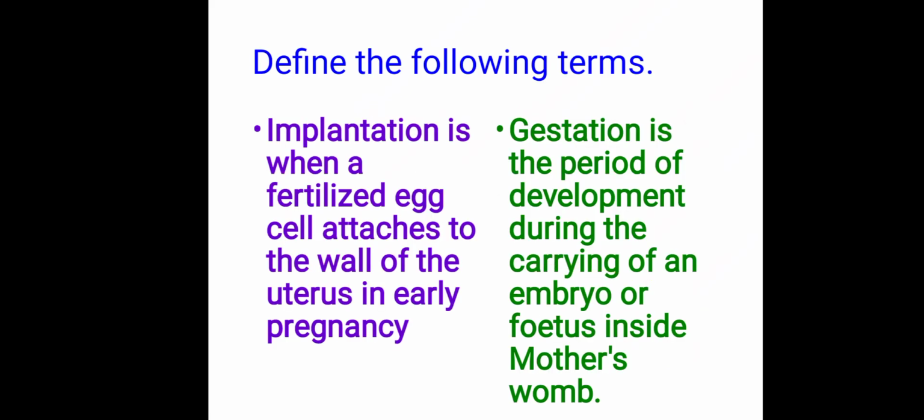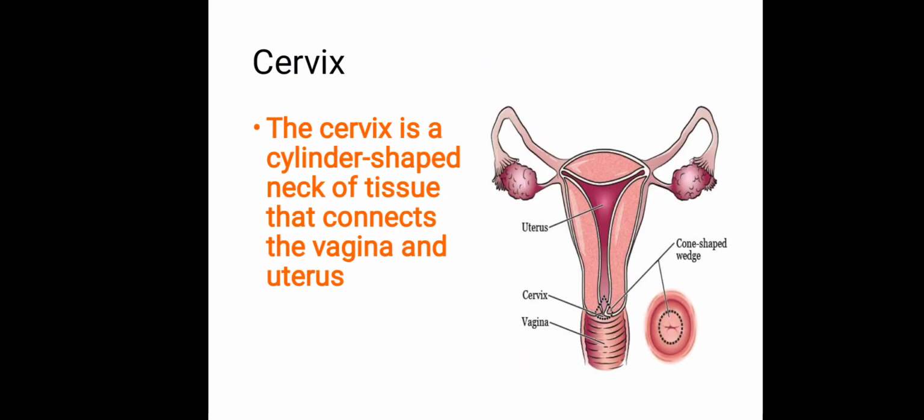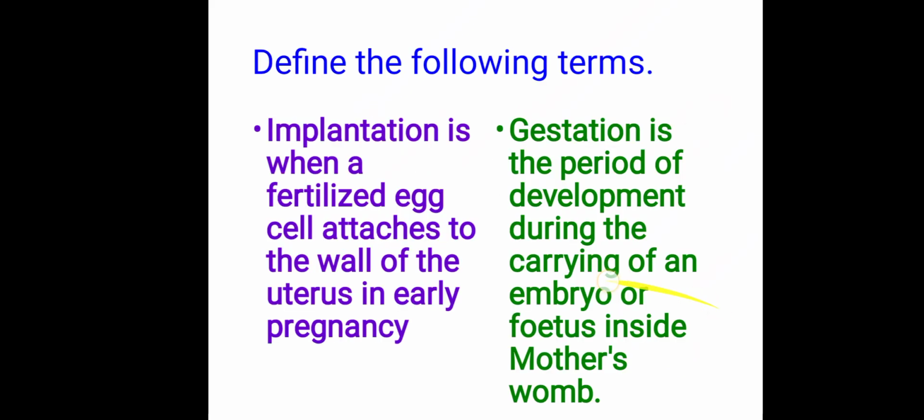Define the following terms. Implantation is when a fertilized egg cell attaches to the wall of the uterus in early pregnancy. So when a fertilized egg gets attached to the uterus during pregnancy, this is the place. So the attachment of a fertilized egg in the uterus is known as implantation.